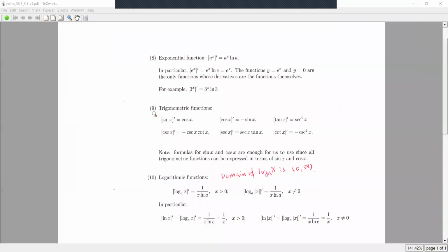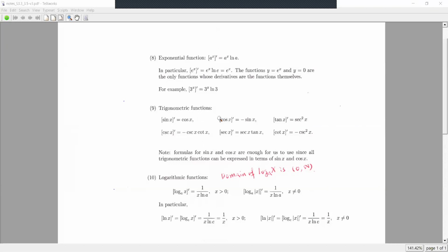Formula number 9, trigonometric functions. Derivative of sine is cosine. Cosine derivative is negative sine. Pay attention here. It is negative sine. Don't miss negative. Derivative of tangent is secant square. Secant square means secant of x times secant of x.